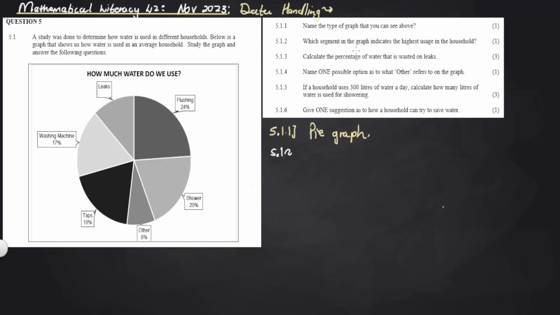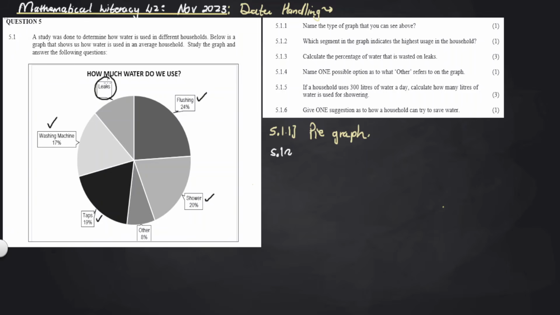5.1.2, which segment in the graph indicates the highest usage in the household? All right, let's analyze. We have flushing. In a typical household, what do we use water for? We are using it for flushing the toilet, for showering or taking a bath. Taps, maybe for drinking water, or you are opening up the tap for filling up a pot you want to cook, and so on. And then washing machine and leakages.